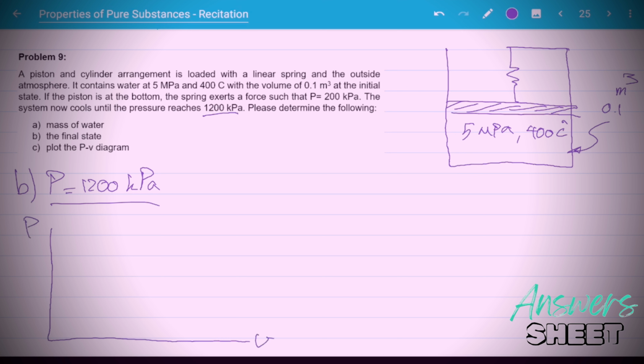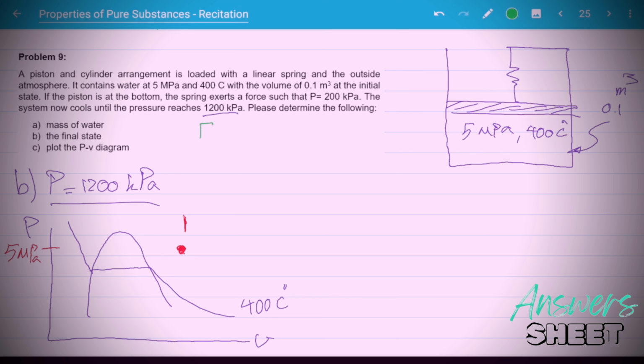So if this is our PV diagram, this is P, this is V, this is the dome, and you know that constant temperature lines are like this, and this is the 400 degrees line. Initially, we had 5 megapascals of pressure, and we were in the superheated region, so we were somewhere around maybe here. So this is our initial state, right? Now the process of cooling down is related to the spring, how I'm going to show you.